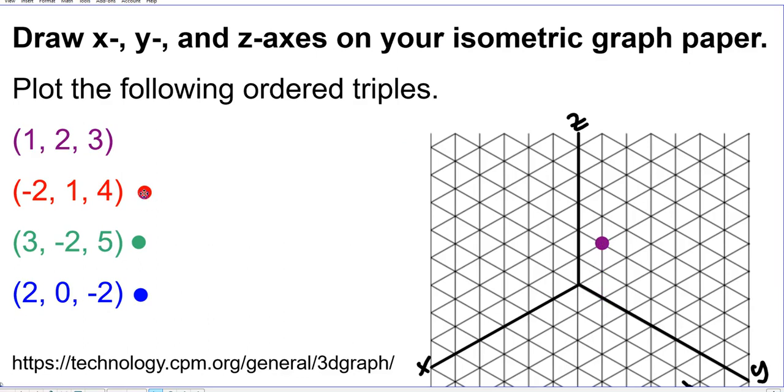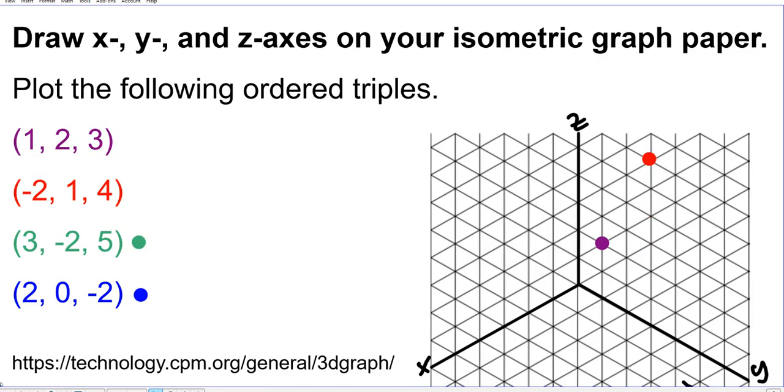Now, notice my next one starts with a negative. So let me start at the origin. Now it's going to go in the negative x direction too. That way. Does that make sense? So negative 2 for x. Now positive 1 for y. So that would be in this direction. And then up 4. 1, 2, 3, 4. So that would land right there.